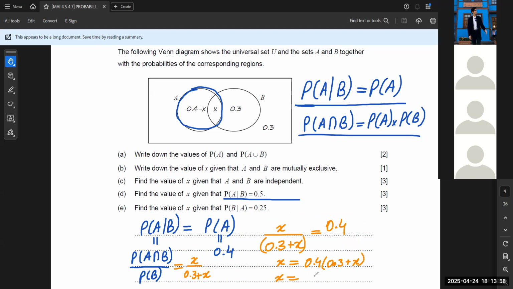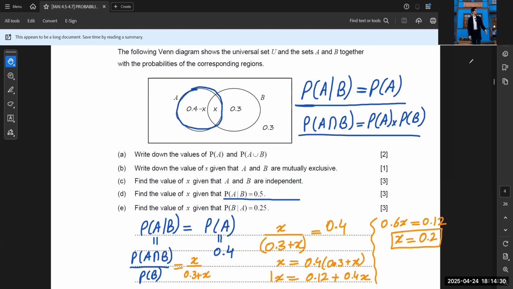Okay. 0.4 times 0.3 is 0.12, and 0.4 times x is 0.4x. So far, so good? Yeah. Then I subtract 0.4x on both sides. So 1x minus 0.4x will give me 0.6x. Right? Oh, now I get where you got that from. Yeah, which is going to give me, I think, 0.2 or something. Yeah, because in the video you didn't explain where you got 0.6 from, and I'm like, where did that number come from? That's my bad. So is this clear for everybody now?